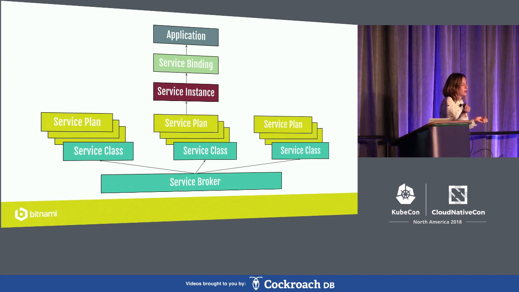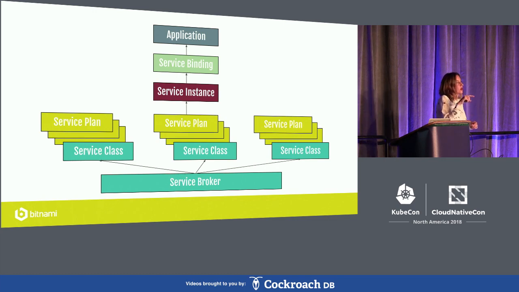So this is more or less how it looks. At the bottom, you have the service broker, which is the abstraction of the service provider. You can have a service broker for GCP, one for AWS, one for Azure, or even for your own cluster. So if, as part of your infrastructure, you want to offer services on your infrastructure using the same API, you can basically implement a service broker yourself.